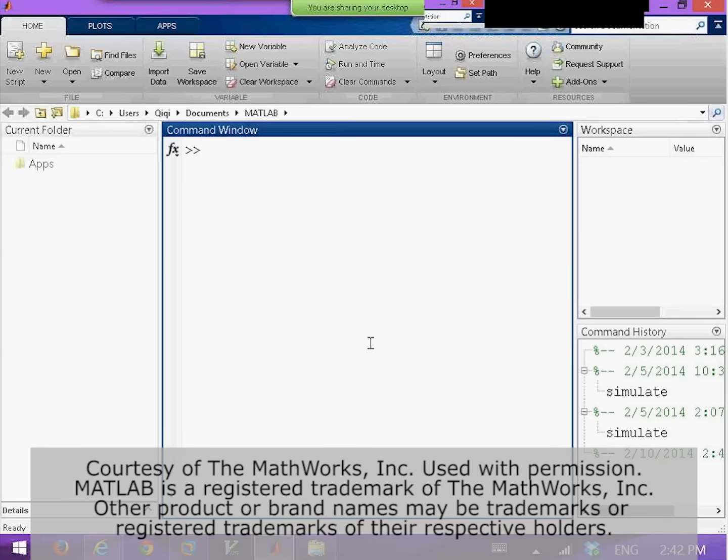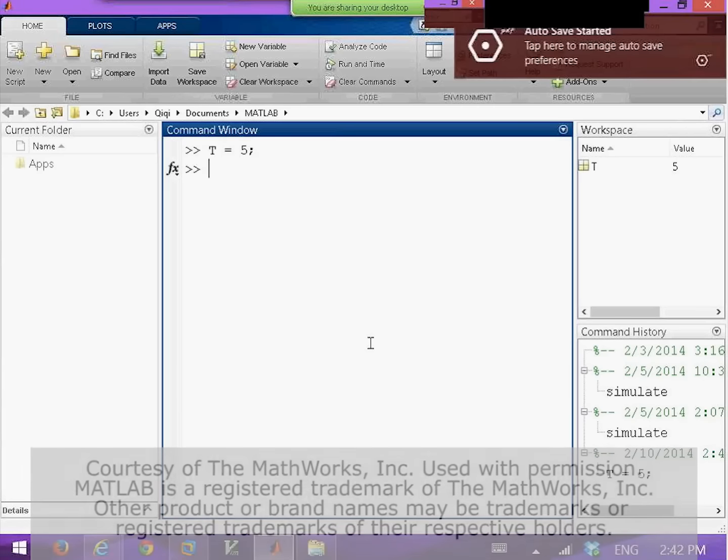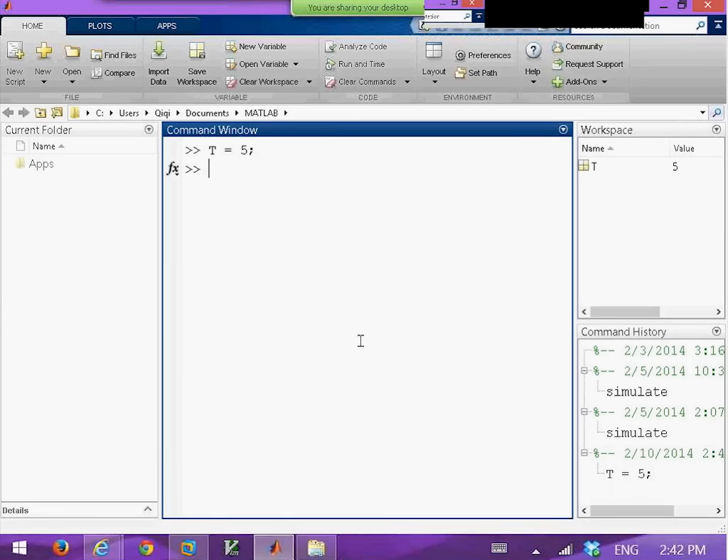Okay, right. So let me set a big T equal to 5. You see this? Is it big enough? Should I change it to a little bit bigger? Anybody want it bigger? No? Okay. Good. What delta T do you want?